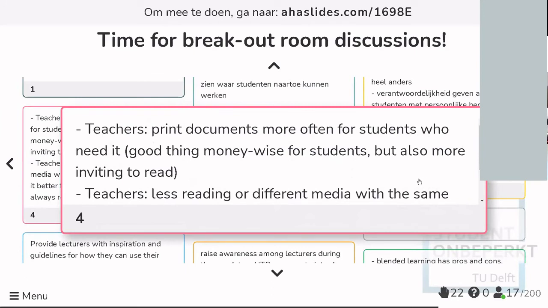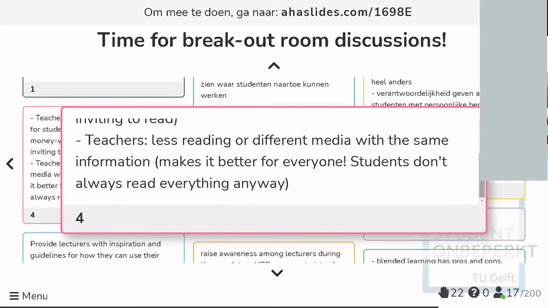Teachers print documents more often for students who need it. Good thing money-wise for students, but also more inviting to read. I want to note, just for a specific case, this does not work for visually impaired students, but I understand that most people don't like reading from a screen.